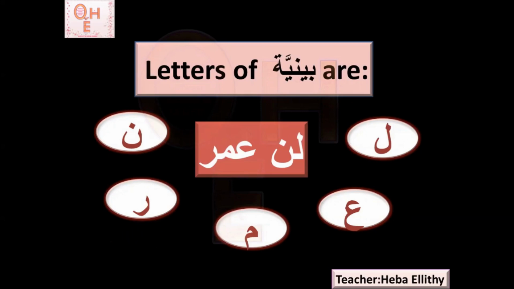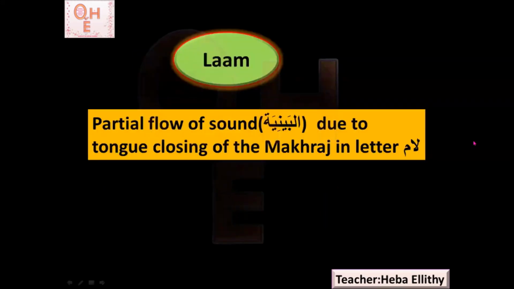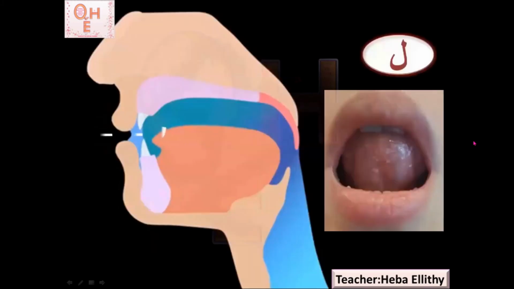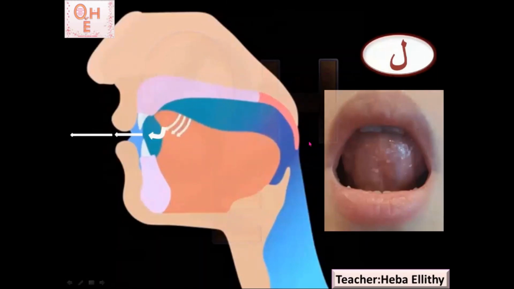Number 1, bayniya in the letter lam. I want you to imagine a lot with me today. Pictures will help, but you still need to imagine. Lam is partial flow of sound, bayniya, due to the tongue closing the makhraj in letter lam. Let's go together and see that on the picture. When I say shadid letter, that means the sound is trapped on it completely. When I say rakhw letter, that means the sound flows on it completely. But in letter lam, it's bayny, it's in between. The sound is half trapped, half goes out.